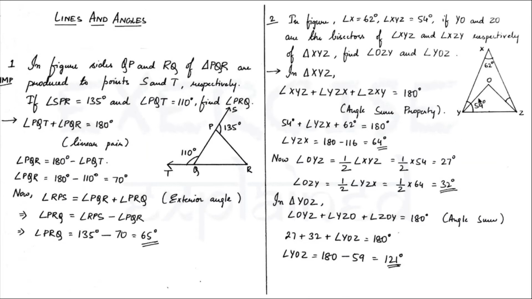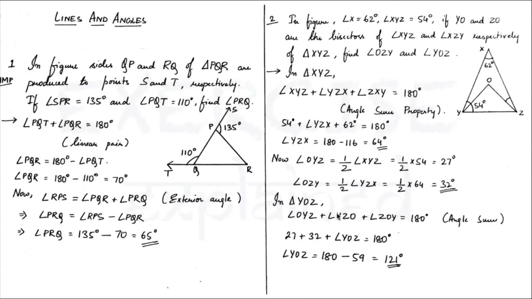Now what we need to find is the value of YOZ, that is this top angle over here. So for that we take this small triangle and we use the angle sum property here.